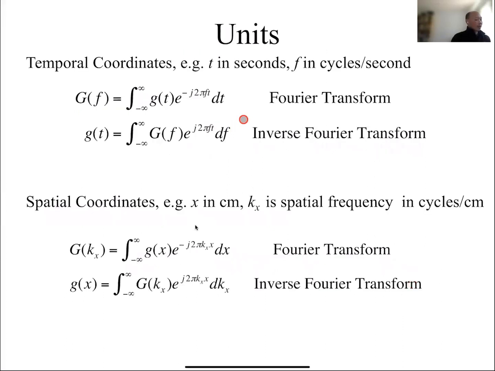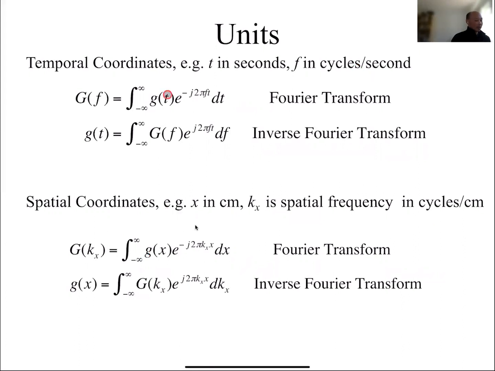Okay, so let's talk a little bit about coordinates. In this class, for the most part, we'll be talking about spatial coordinates. And so x will typically be in centimeters, and k sub x is spatial frequency in cycles per centimeter. And so we might have a function g of x, and we will use k sub x as the spatial frequency. When we talk about MR, we will have a chance sometime to talk about functions that are a function of time. In that case, t is in seconds and f is in cycles per second or hertz.